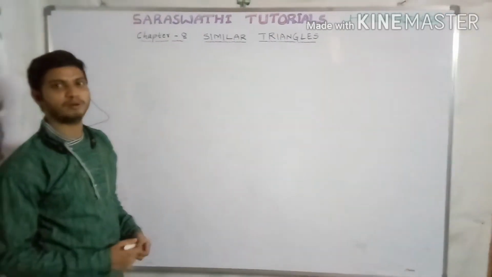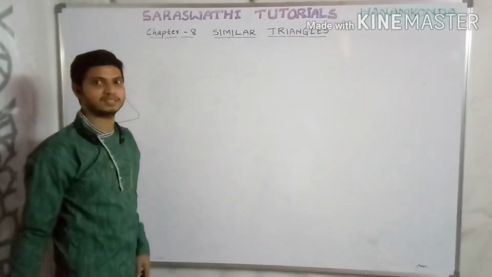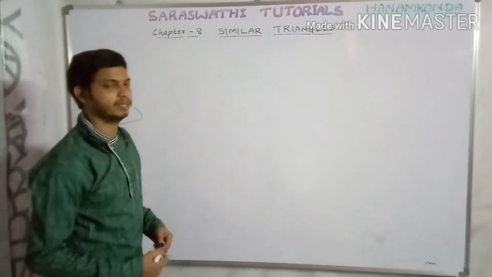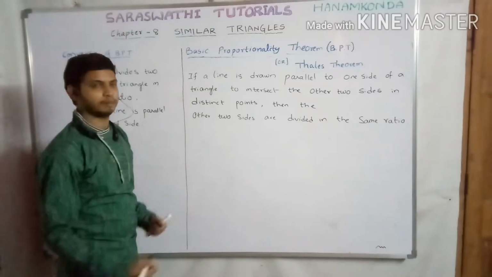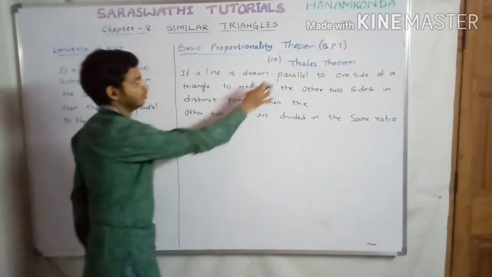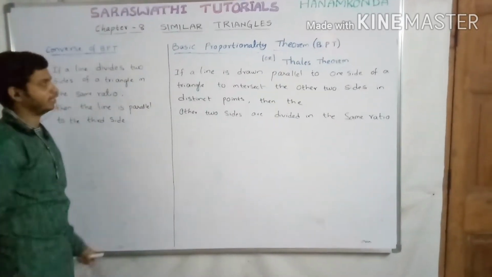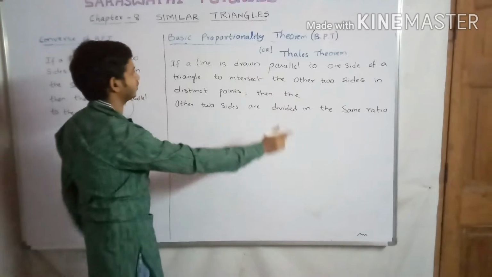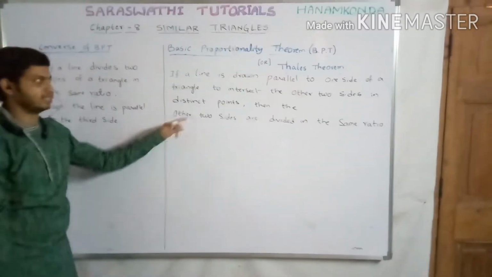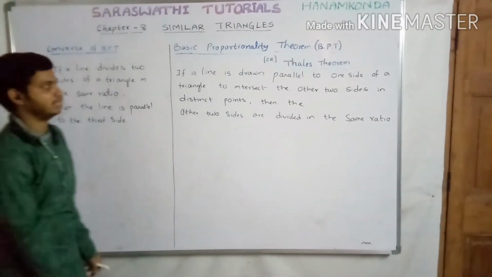In this video we are going to discuss chapter 8 of 10th class, that is similar triangles. Let us start with the basic proportionality theorem. The basic proportionality theorem, or BPT, is also known as Thales theorem. The statement is: if a line is drawn parallel to one side of a triangle to intersect the other two sides in distinct points, then the other two sides are divided in the same ratio.